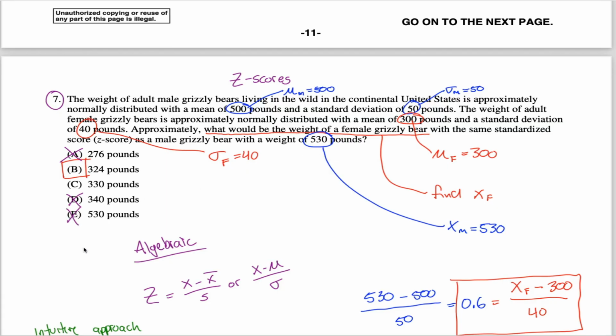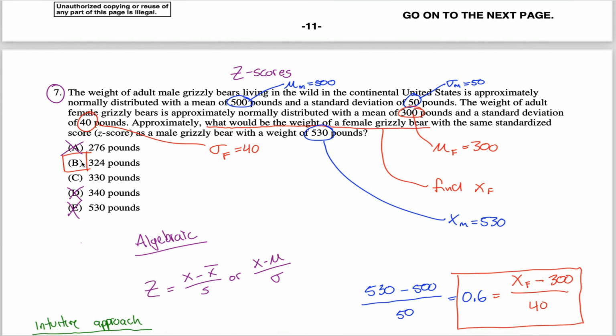It's definitely not 530. That was the weight of the male grizzly bear that we saw. 530 is a whole bunch of standard deviations, a whole bunch of 40s over our 300. So really, without doing any calculations at all, we've narrowed it down to either B or C. If you're really not going to remember any of this stuff, flip a quarter at this point, you got a 50-50 shot. It was pretty easy to rule out A, D, and E.